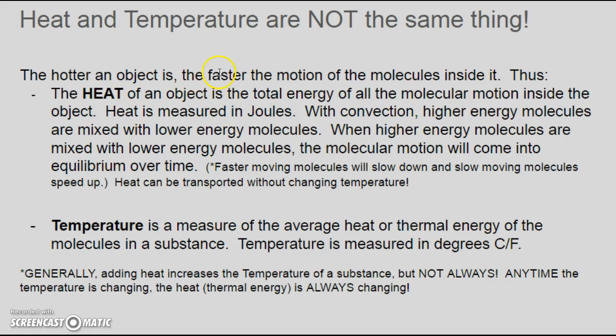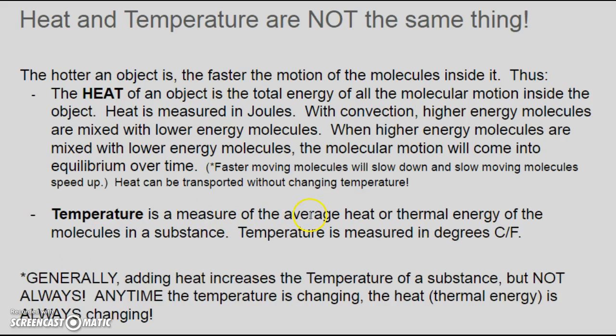So the hotter an object is, the faster the motion of the molecules inside it. Thus, the heat of an object is the total energy of all the molecular motion inside the object. Heat is measured in joules. With convection, higher energy molecules are mixed with lower energy molecules. When higher energy molecules are mixed with lower energy, the molecular motion will come to an equilibrium over time, so that the faster moving molecules will slow down and slow moving molecules speed up. So we get an average. And heat can be transported without changing the temperature. And this is key. We'll come back to this in a moment.